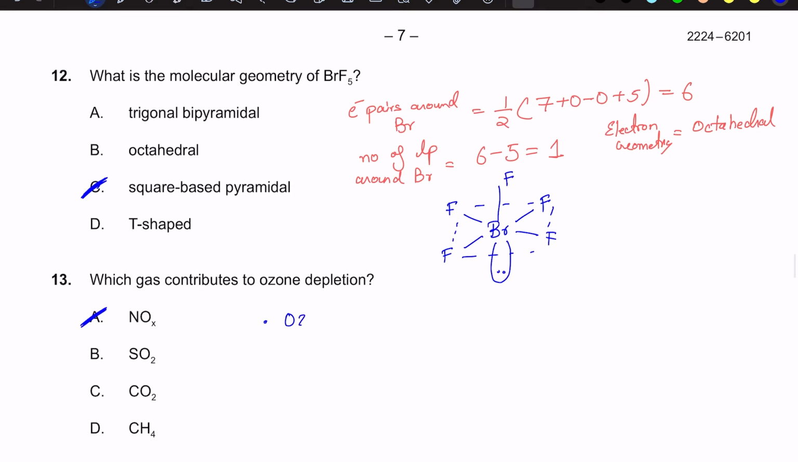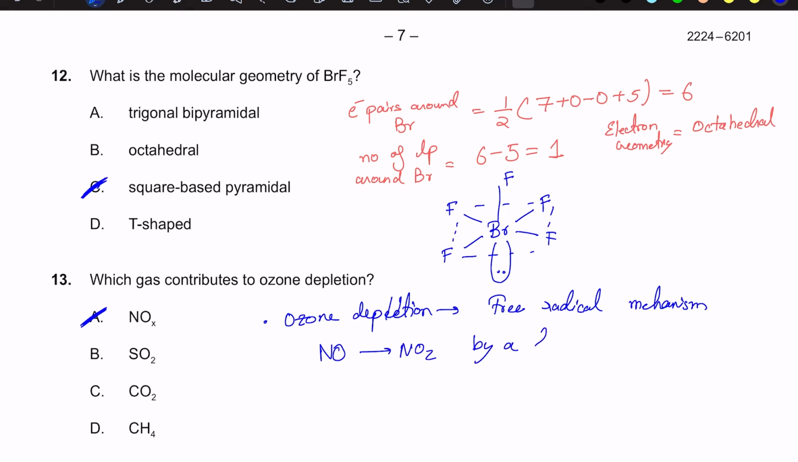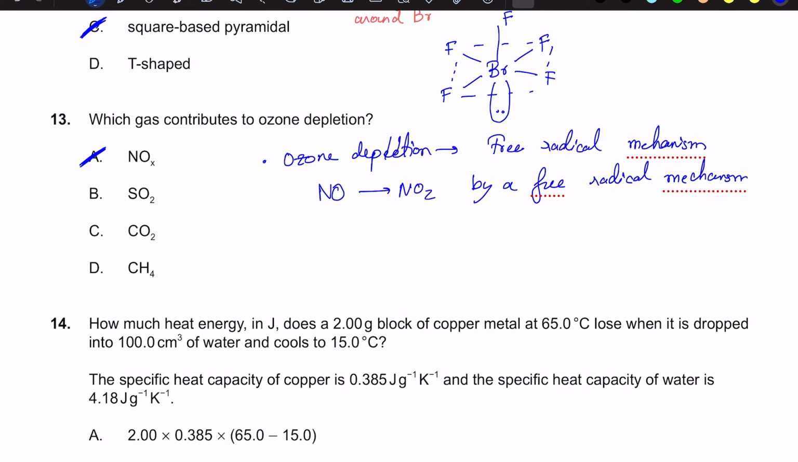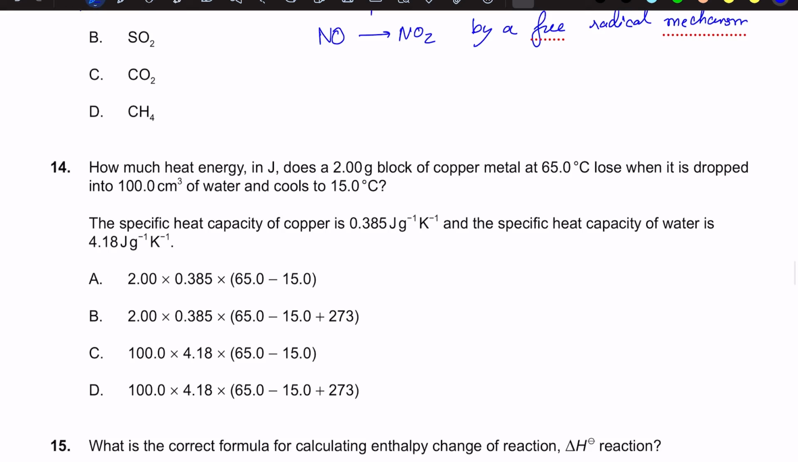These are the points. So ozone depletion is related to free radical mechanism, and NO gets oxidized to NO2 by a free radical mechanism. So this is the way you can remember or answer this logically. Else, this is a question where you have to completely apply your memory to solve it.